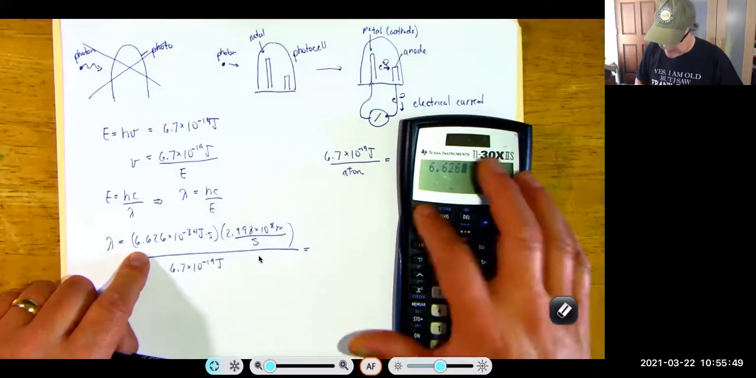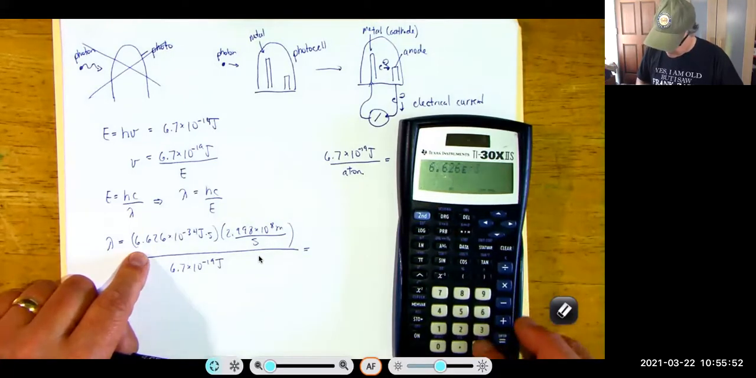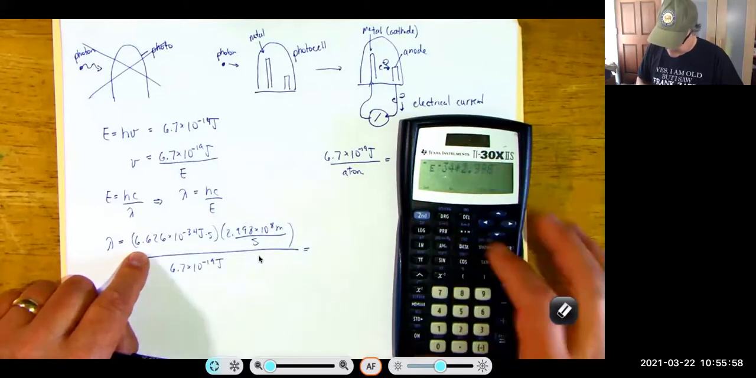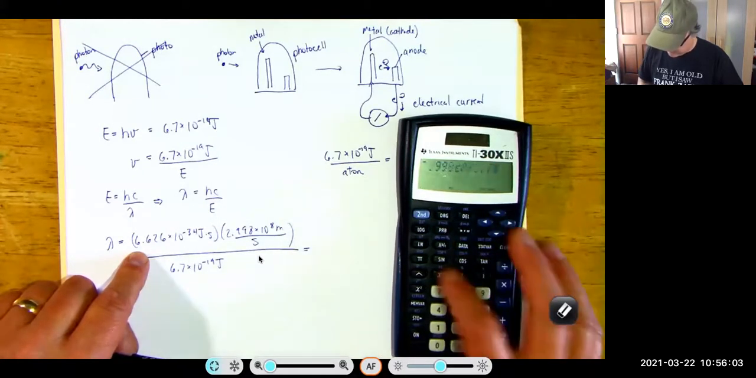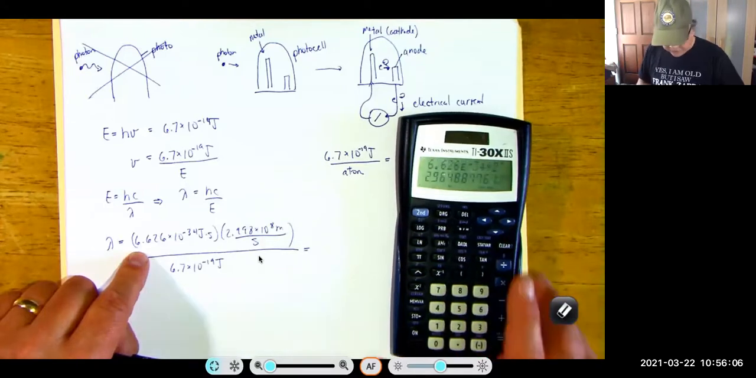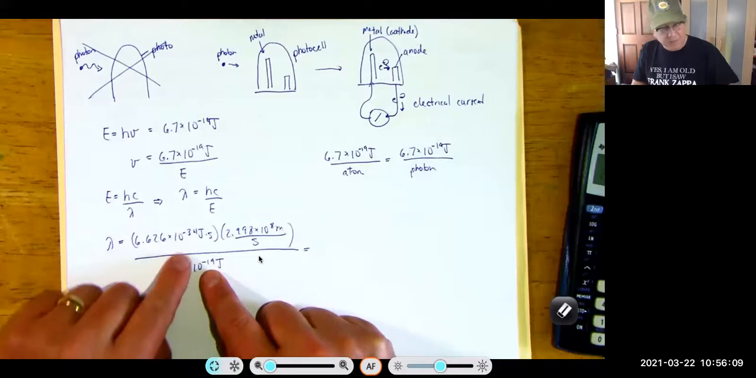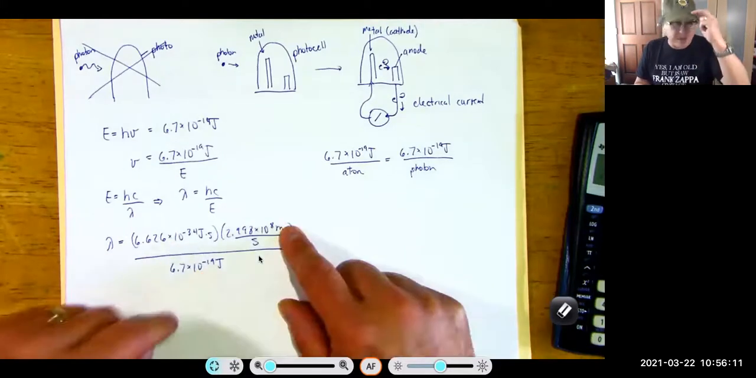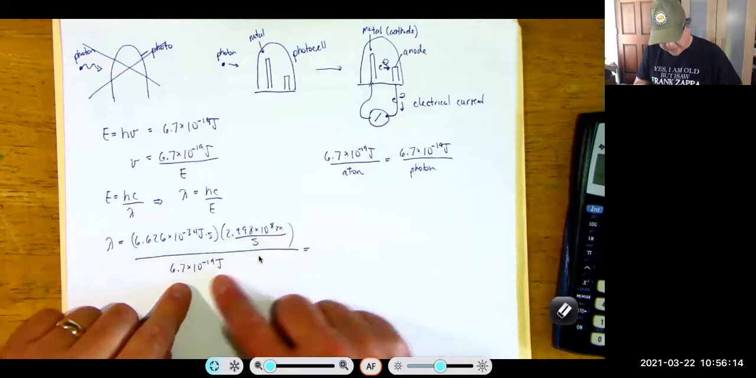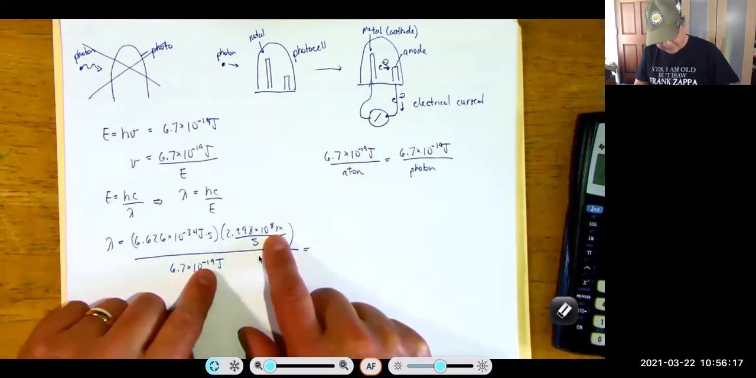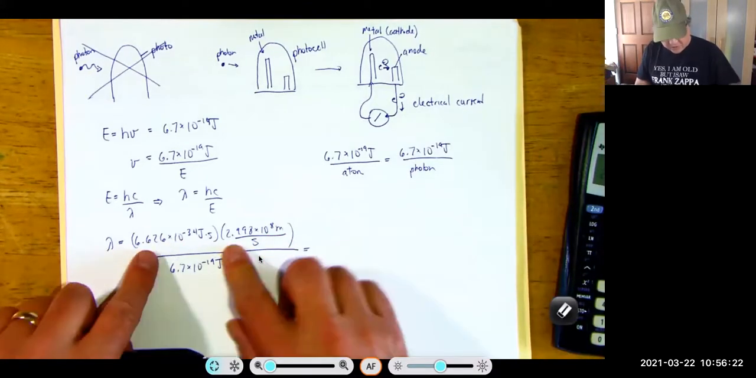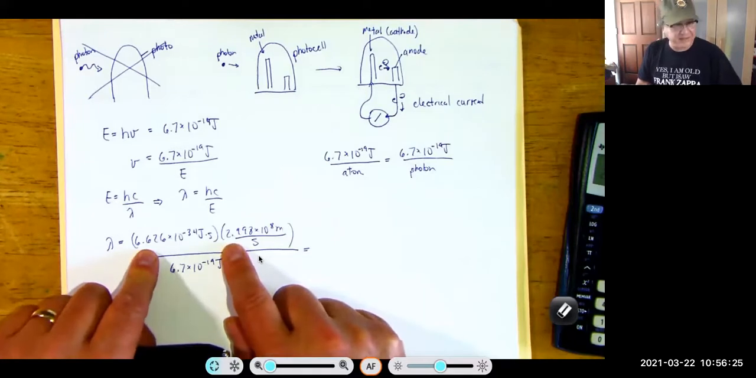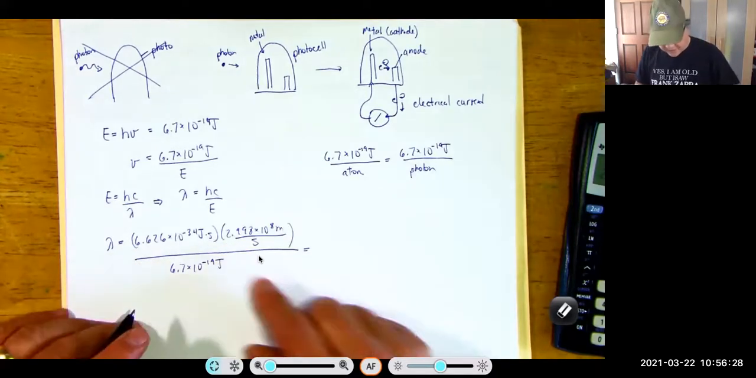6.626 E negative 34 times 2.998 E8, and then divided by 6.7 E negative 19. So my estimate for this should be: negative 19 goes to the top as positive 19. Positive 19 and 8 is 27. 27 and negative 34 is negative 7. So I should get somewhere along the lines of 20 times 10 to the minus 7, or 2 times 10 to the minus 6.